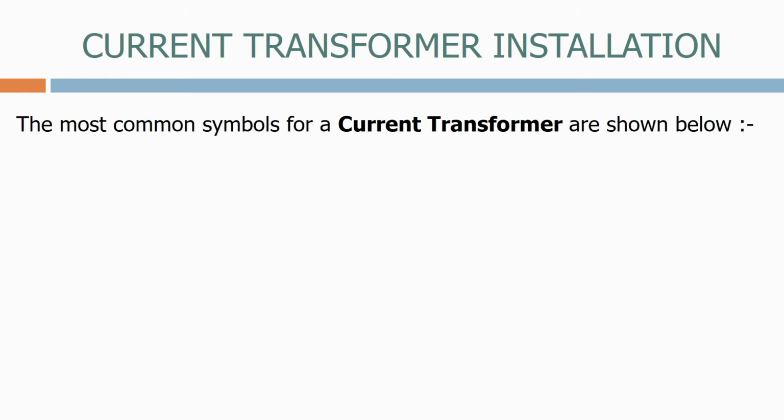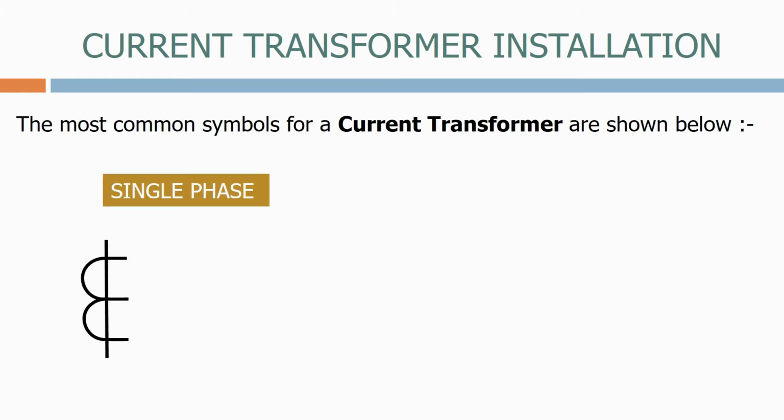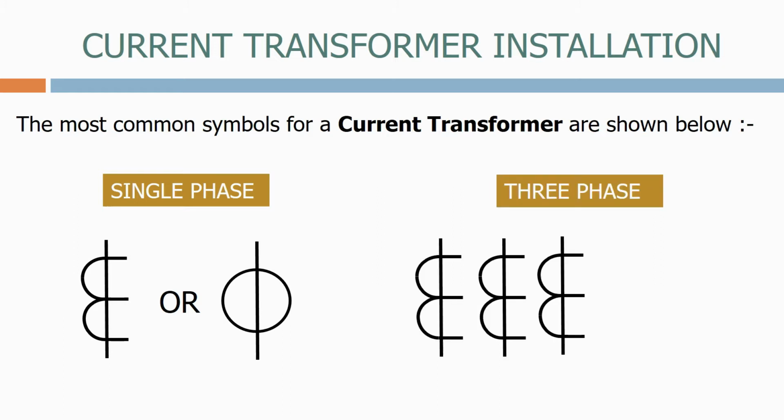the most common symbols for a current transformer are shown below. For a single-phase CT, we have this symbol or this symbol. For a three-phase CT, we use this symbol or this one.